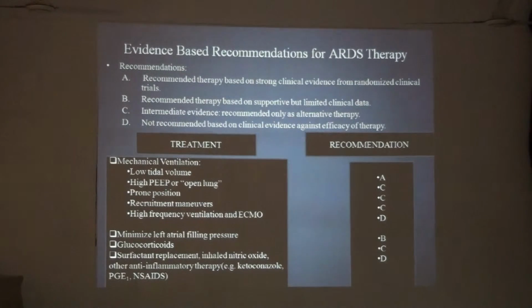Evidence-based recommendation for ARDS therapy. Recommendation A means recommended therapy based on strong clinical evidence from randomized clinical trials. B means recommended therapy based on supportive but limited clinical data. C means intermediate evidence, recommended only as an alternative therapy or expert opinion. D means not recommended at all, based on clinical evidence against efficacy of the therapy.